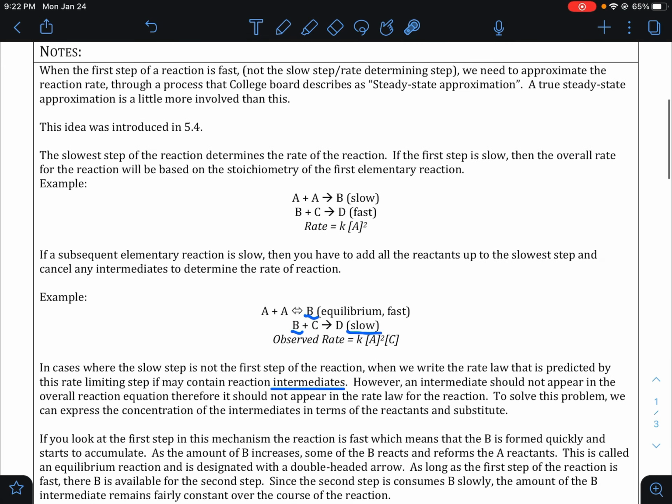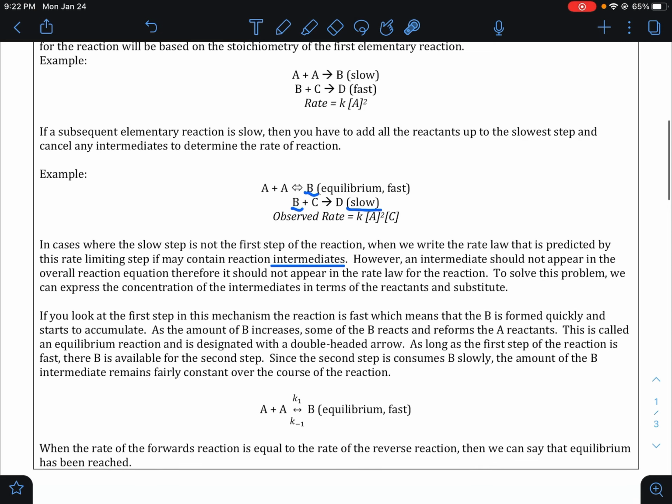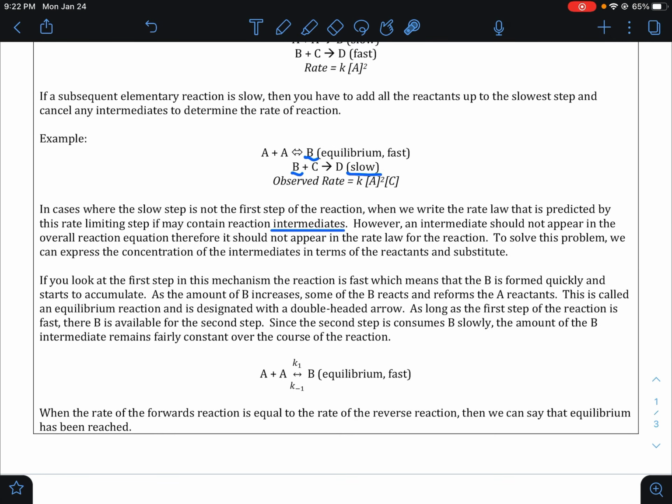Because of this, we can't have an intermediate in the reaction mechanism. We have to then do this topic of steady state approximation. What we can notice here is that we have a double-sided arrow, and that means the reaction can go in what's called the forward direction. This here would be the forward. If it's going in the opposite direction, that is called the reverse. So forward, reverse, and they both have a K constant associated with them.